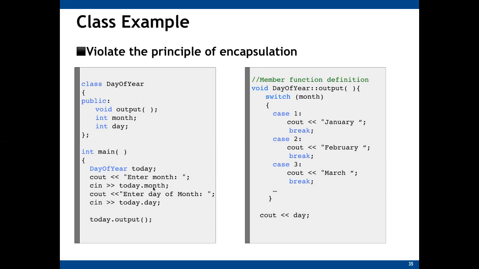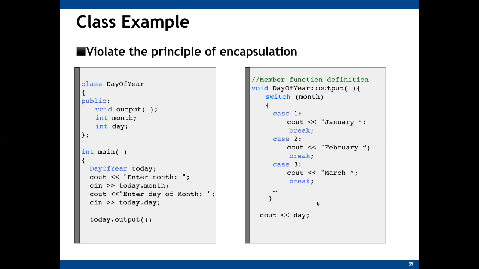As you can see here, we are directly accessing and modifying the member variables in this today object. We are directly accessing these month and day member variables using dot operators. And we finally call the member function output to print the month and day values. The definition of this output function is shown here.